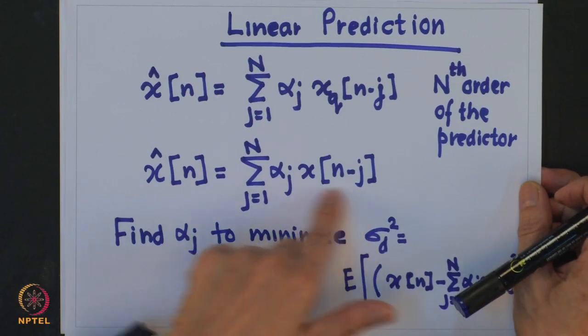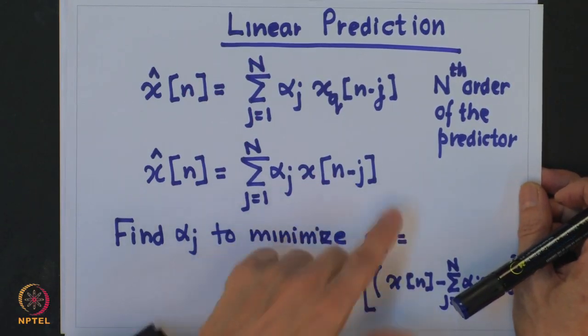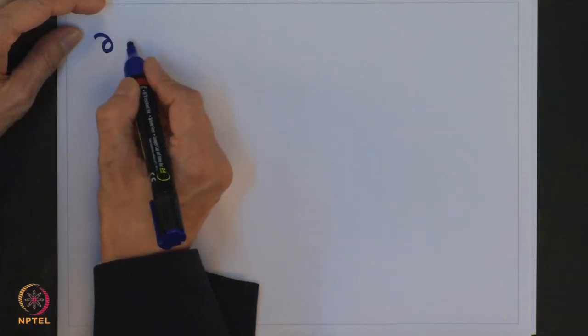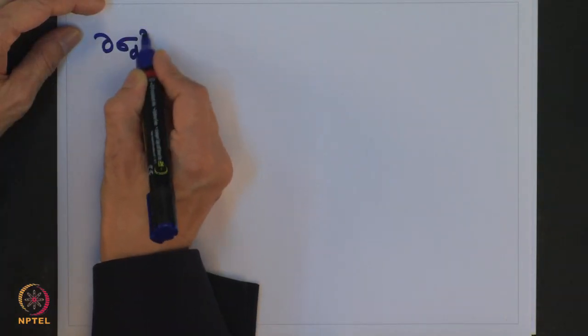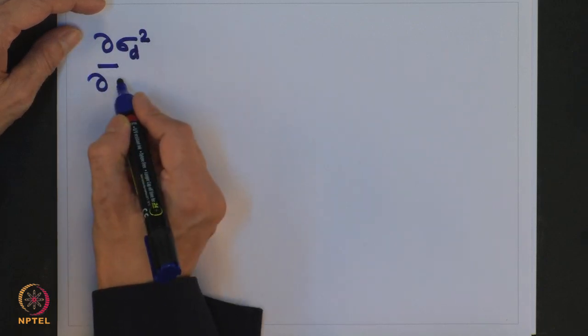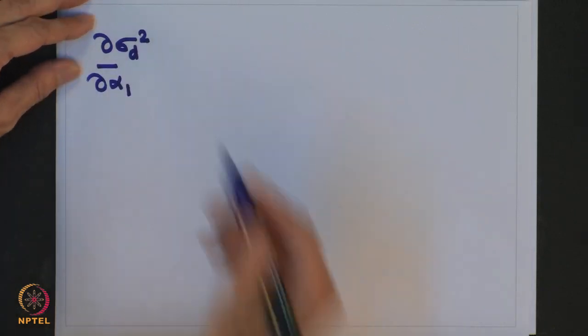Now, we will assume that this sample sequence comes from a wide sense stationary process, and if that condition is satisfied, I will be able to calculate the autocorrelation and cross correlation of the sequences. So, let us do that. So, we will take the partial derivatives with respect to each of the coefficients.